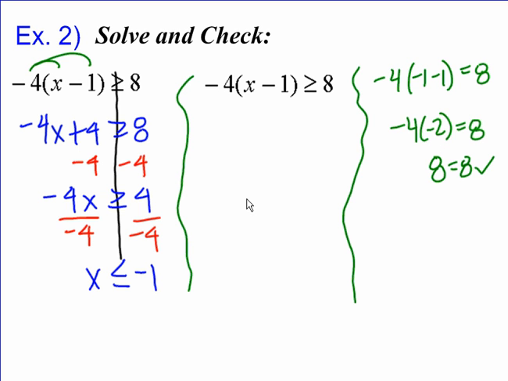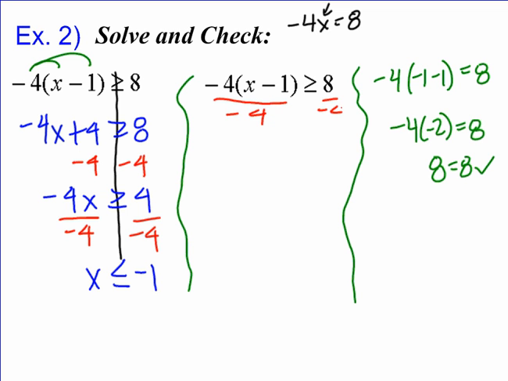Now I'm going to show you a little bit of a shortcut. I want you to think about this negative 4 times this whole thing. It's kind of like having negative 4x equals 8, right? When we got the x alone, what did we do? Divide both sides by negative 4. Is that correct? We're going to do the same thing here. We're going to divide both sides by negative 4.